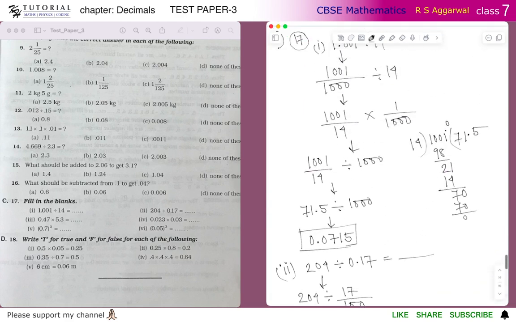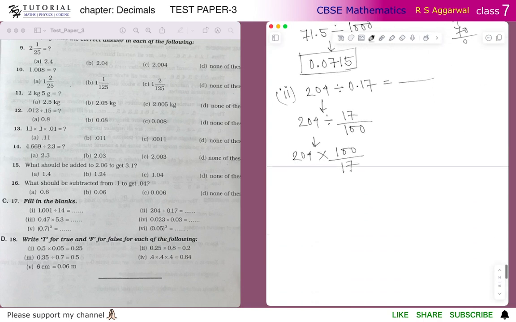I hope I did right. Okay, so 100 by 17. So this becomes 204 divided by 17 multiplied by 100. Now we have to convert the fraction 204 by 17 to a decimal number. Let's do that. This is 1, 17, 3, 4, and this is 2. So it's perfectly dividing. So this is 12. 12 means 12.0 multiplied by 100.